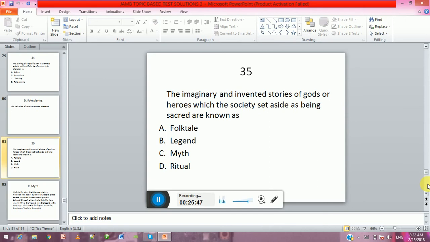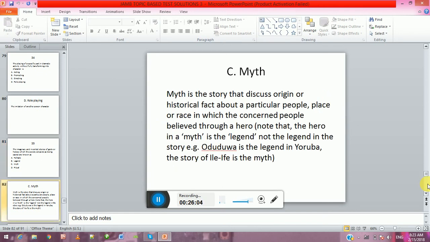The imaginary and invented stories of gods or heroes which the society set aside as being sacred are known as what? Myth. Myth is the answer, C. Myth is an imaginary and invented story. Legend is the hero in the myth. So take note.